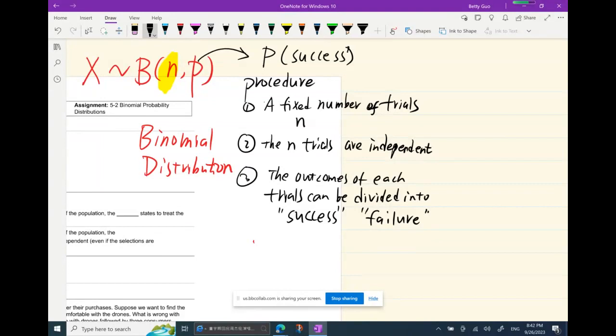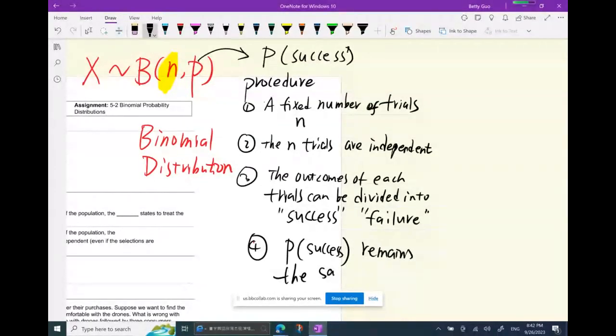Okay. And the last condition is that the probability of success remains the same for all n trials. So if we roll a die 20 times, and each trial we let success be getting number 6, then the probability of getting number 6 each trial remains the same. It's always 1/6, right? It doesn't change. That's very important as well.